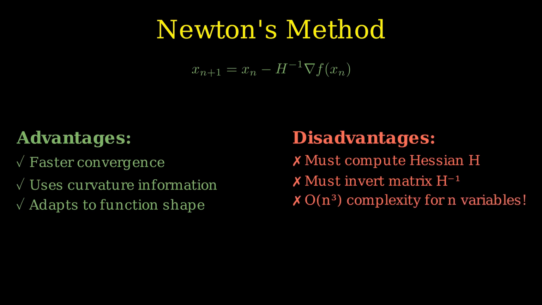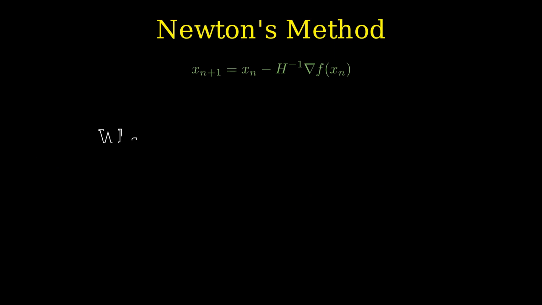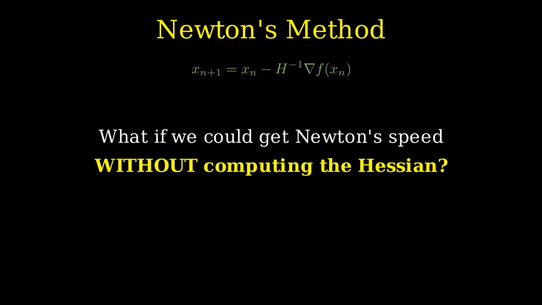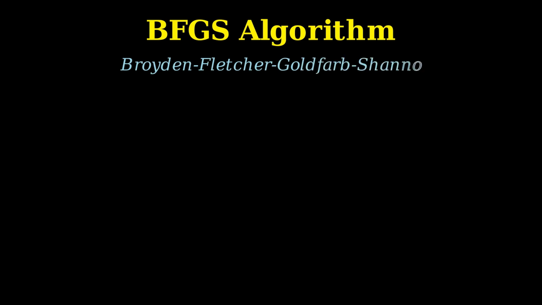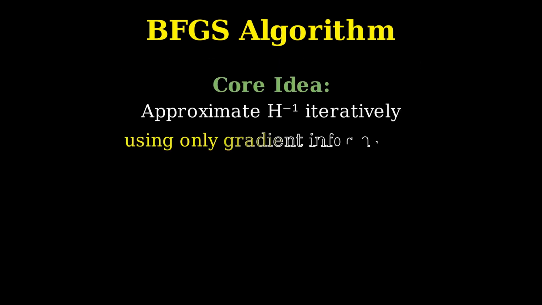So here's the question that motivated decades of research. Can we get Newton's speed without Newton's computational cost? Enter BFGS, named after Broyden, Fletcher, Goldfarb, and Shanno, four researchers who independently discovered this algorithm in 1970. The core idea is brilliantly simple. Approximate H inverse iteratively using only gradient information.